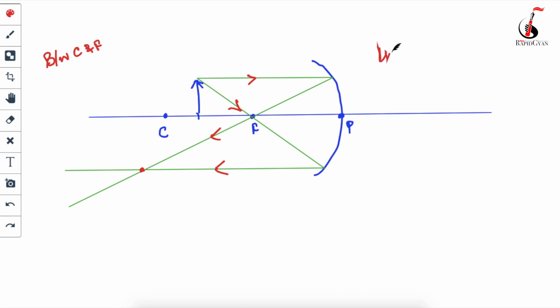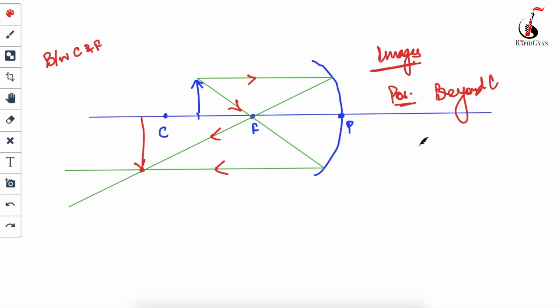And now I'm going to write the characteristics of the images. So what will be the characteristics of the images? First, its position. So what is the position? Position is beyond C. Just write here, beyond C. Okay, this is your position.